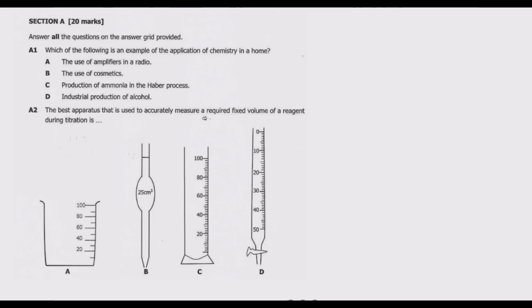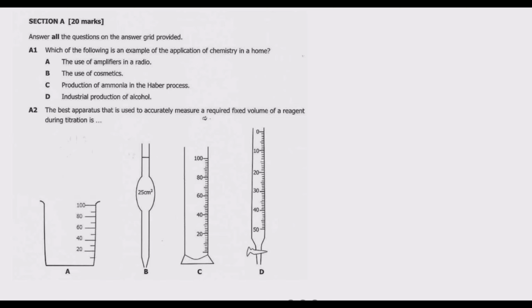Which of the following is an example of the application of chemistry in a home? We have A, the use of amplifiers in a radio, not true. This has to do with physics. B, the use of cosmetics, basically this is true. Remember the lotions and the perfumes.